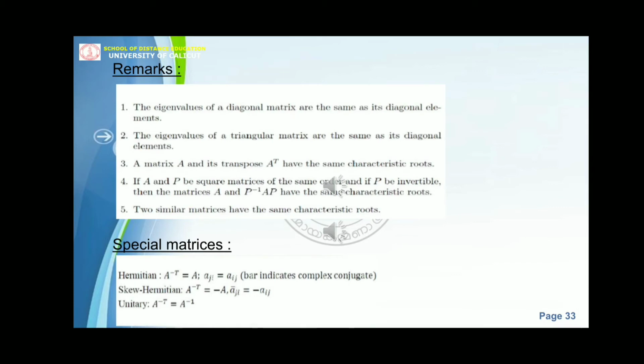Now we'll look into some special matrices. First one, Hermitian matrix. A matrix A is said to be Hermitian if conjugate transpose of A is equal to A itself. Second, skew Hermitian matrix. A matrix A is said to be skew Hermitian if conjugate transpose of A is equal to minus A. Third, unitary matrix. A matrix A is said to be unitary if conjugate transpose of A is equal to A inverse.